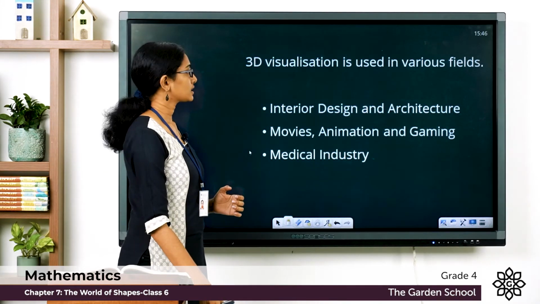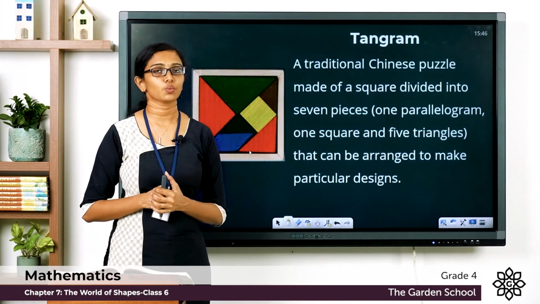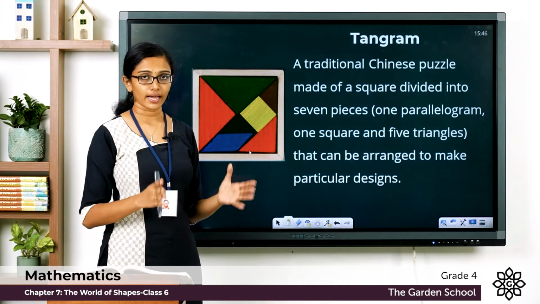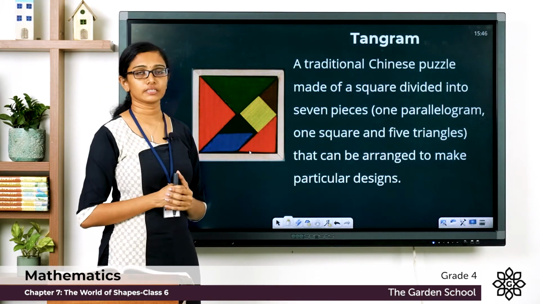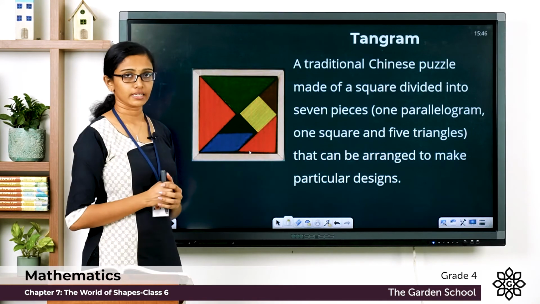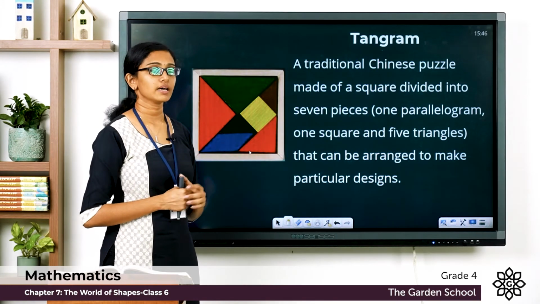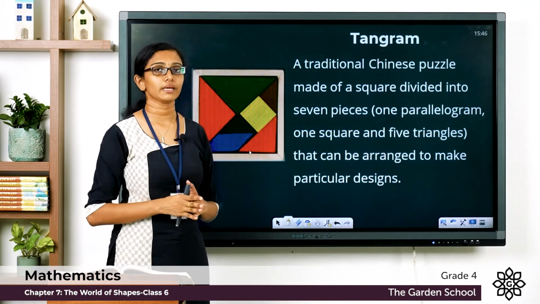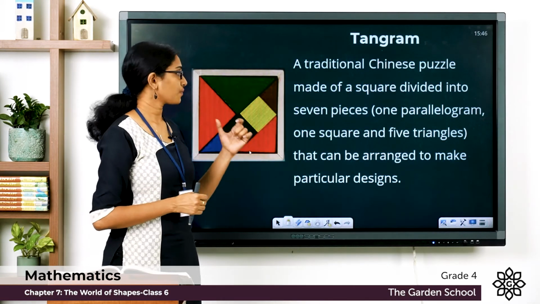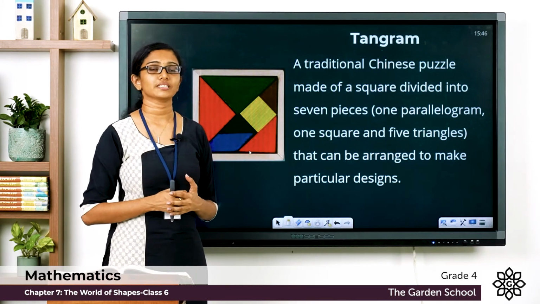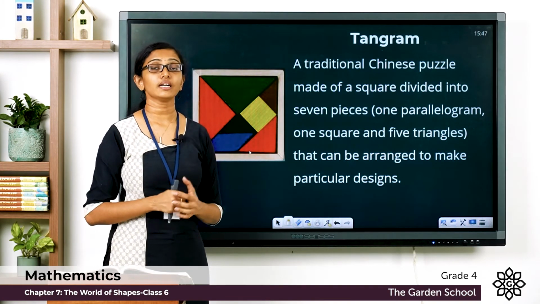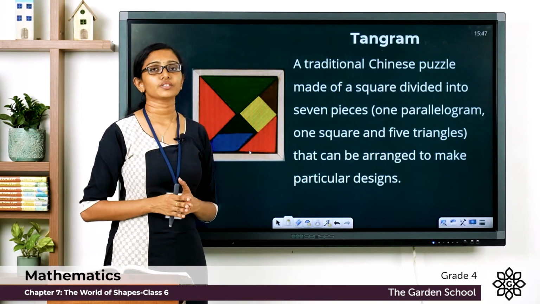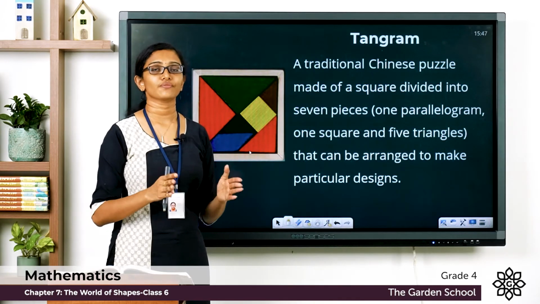Now we'll learn about tangrams. You might have heard this word before. A tangram is an ancient Chinese puzzle in which a square is divided into 7 pieces. And there are 5 triangles, 1 parallelogram and 1 square, which are all made or cut out from the same square. And each piece of the puzzle is called a tan. So there are 7 tans in a tangram. And these pieces can be arranged in various ways to create different designs.